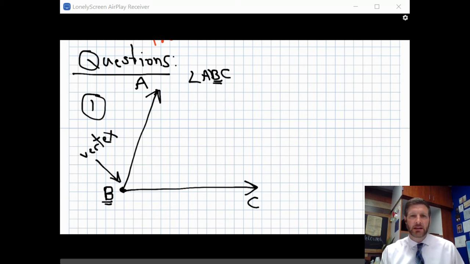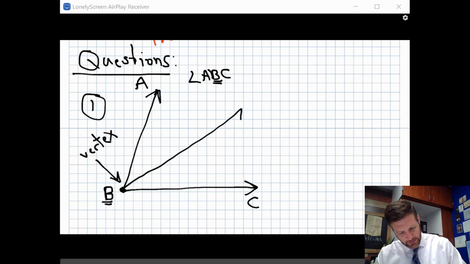If you remember what bisect means, to cut evenly in half. So whatever type of angle I've drawn here, I need to roughly draw a bisector that's approximately in the middle. So we'll go with that. And since it's called BD, notice that's because it's coming here from B. That means it must have point D out here. So there's my bisector, BD.